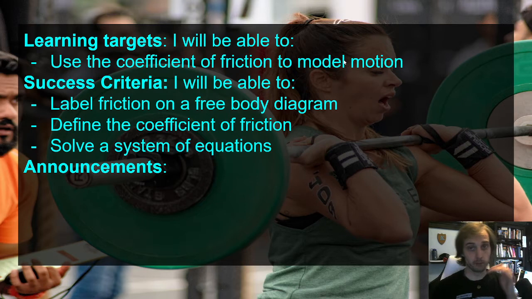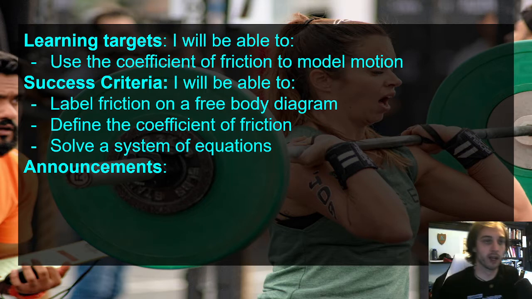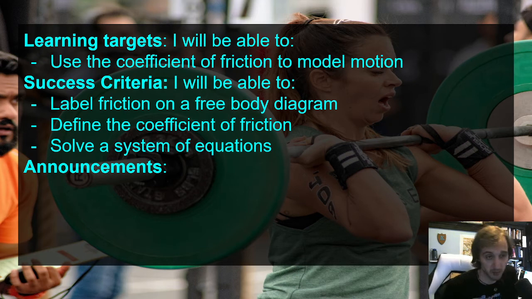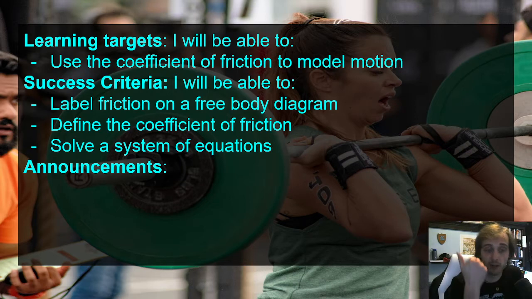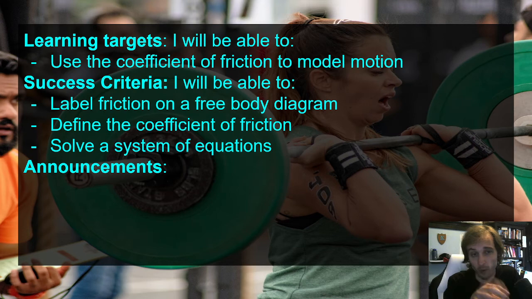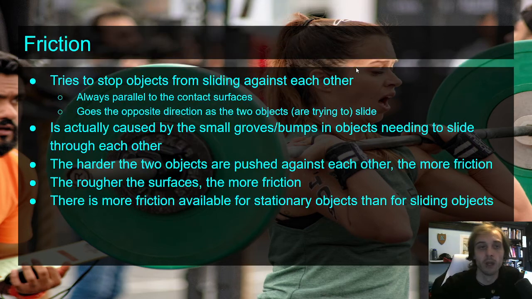So ideally, by the end of the day, you should be able to use the coefficient of friction to model how something's going to move, especially when there's friction on the object. Big parts of that are going to be able to label friction on the free body diagram, which is something we've pretty much already been doing, define the coefficient of friction and know what that is, and then actually use the system of equations that you'll generate with the friction equations in order to solve everything out.